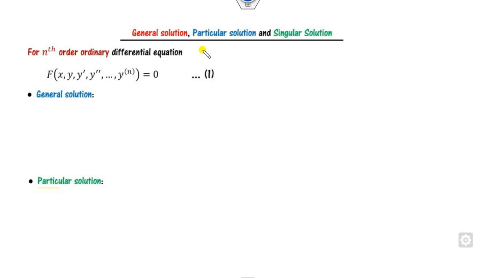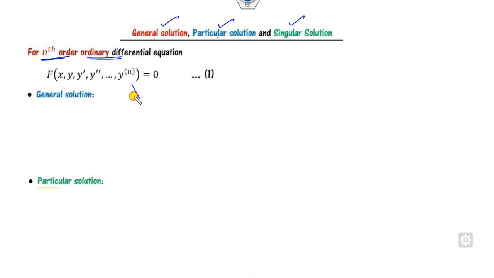Now this solution is basically divided into three categories. One is the general solution, the particular solution, and the singular solution. What is the difference between them? Say any nth order ordinary differential equation. Remember, it's an ordinary one. I can write it as any relation between x, y, y dash, y double dash, and so on. What is the general solution?